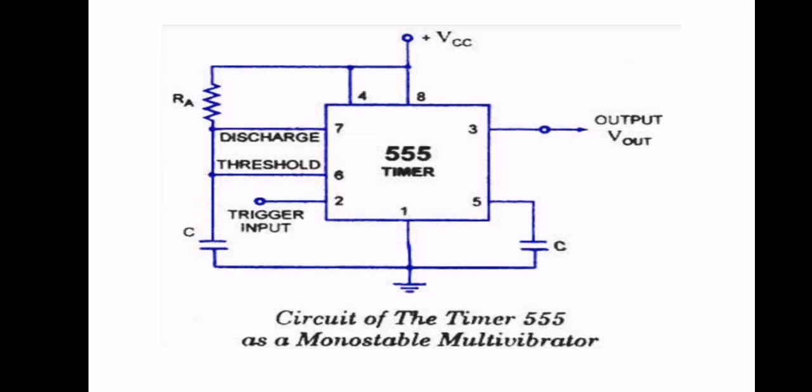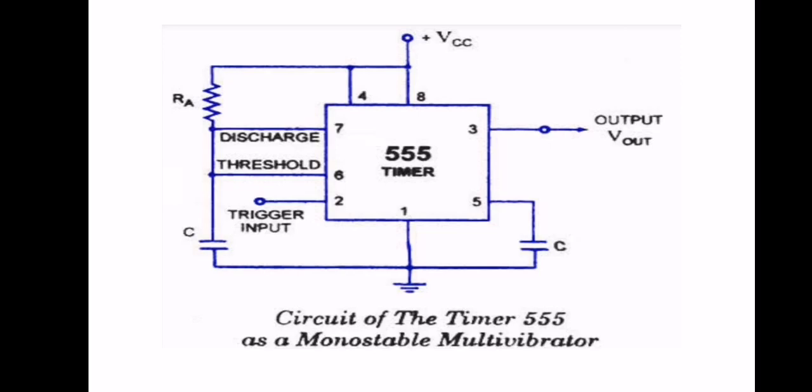To obtain a transition of the output from stable state to unstable state, a negative going pulse of narrow width, that is, a width smaller than the expected pulse width of the output waveform, and an amplitude that is greater than 2/3 VCC, is applied to pin 2. This pin here, pin 2. Output is taken from pin 3. Pin 4 is usually connected to VCC, as you can see in the figure, to avoid accidental reset.